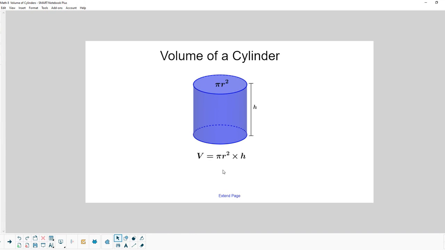And as you look, there's the formula for finding the volume of a cylinder. It's just pi, which we use 3.14, times the radius of the cylinder squared times the height. And why do we use that? Well, let's show you.